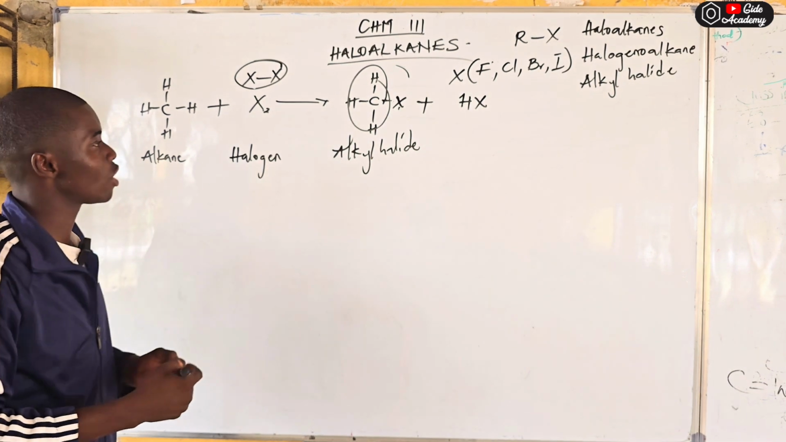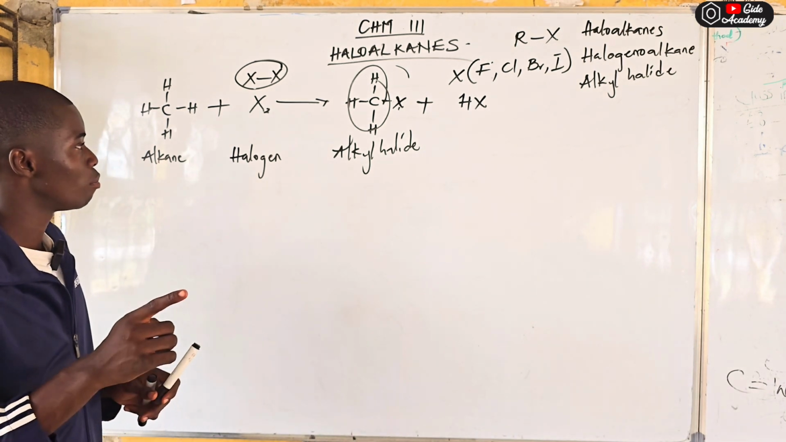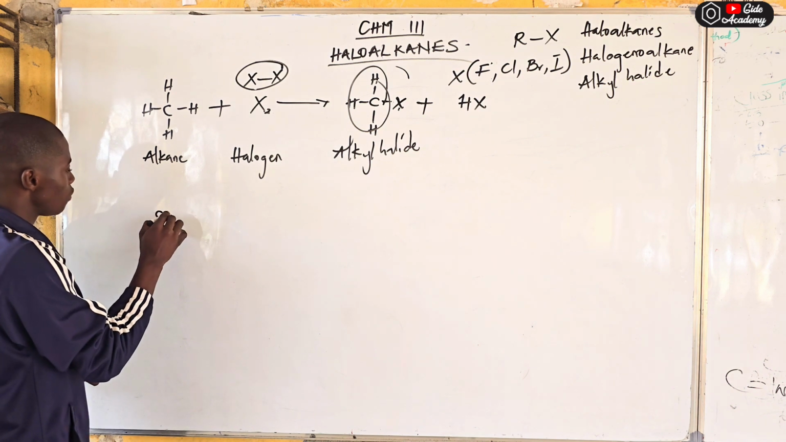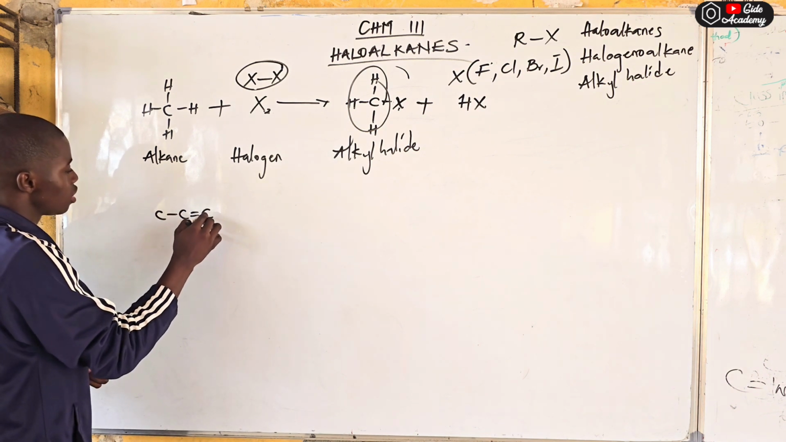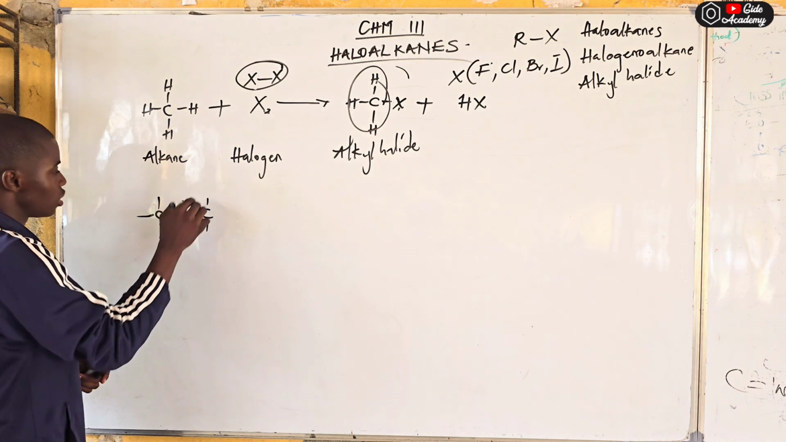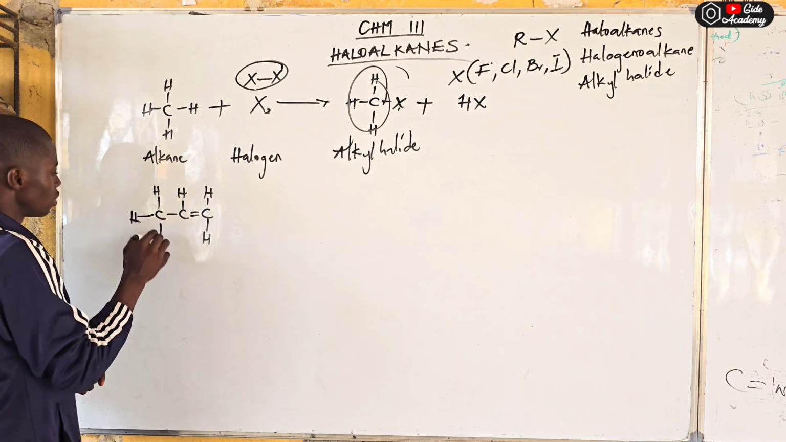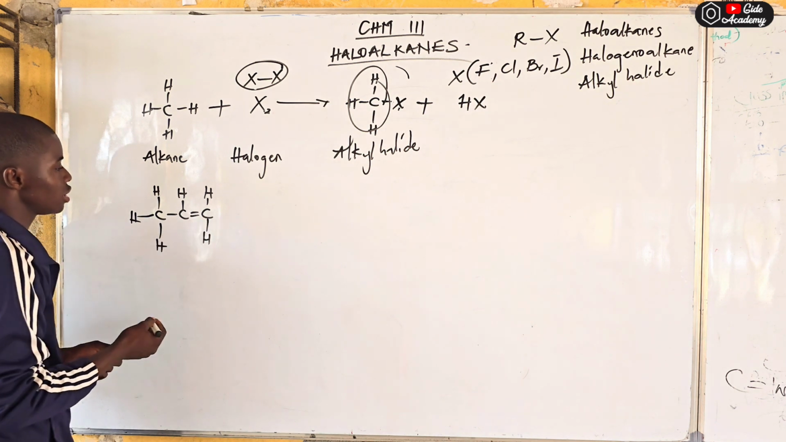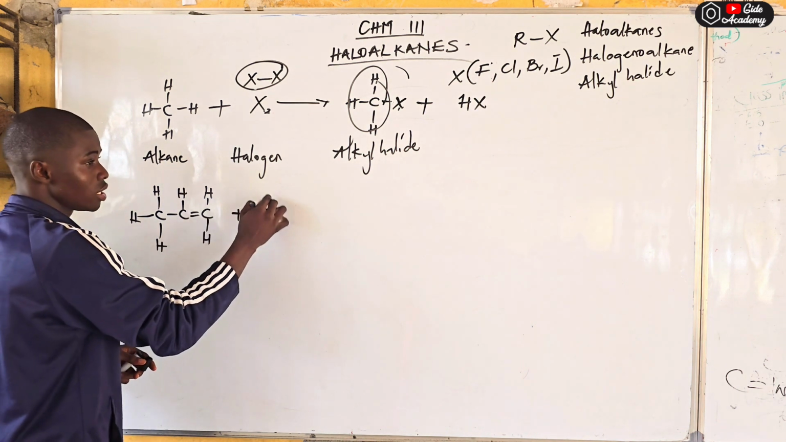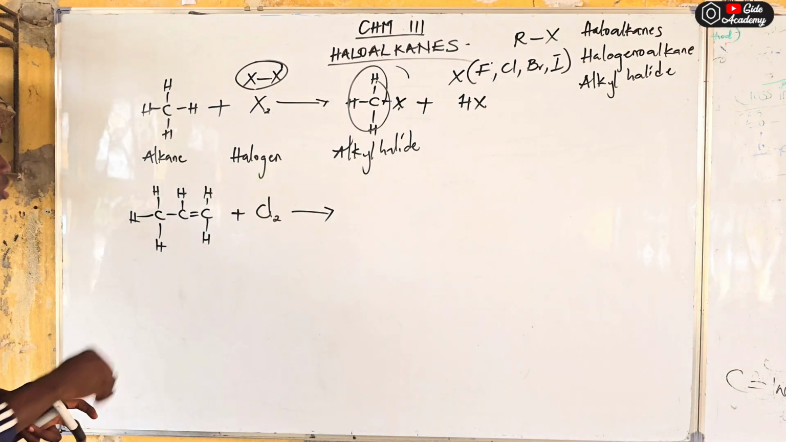But in a situation whereby you have more than one alkane, before we move on, there's a need for me to introduce this real quick. If you have a carbon atom, hydrogen, something like this, a balanced structure, and this structure is reacting with chlorine, what will be the product formed?